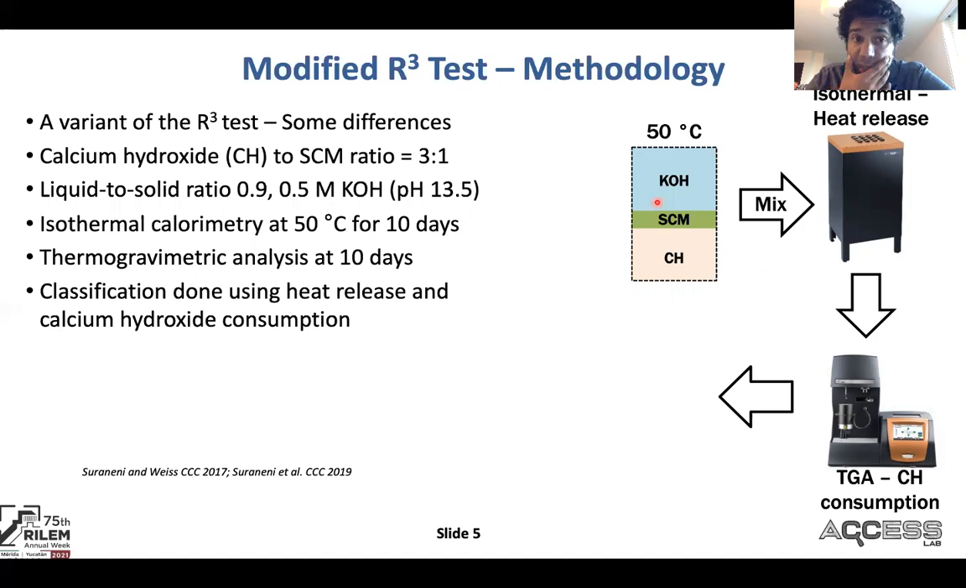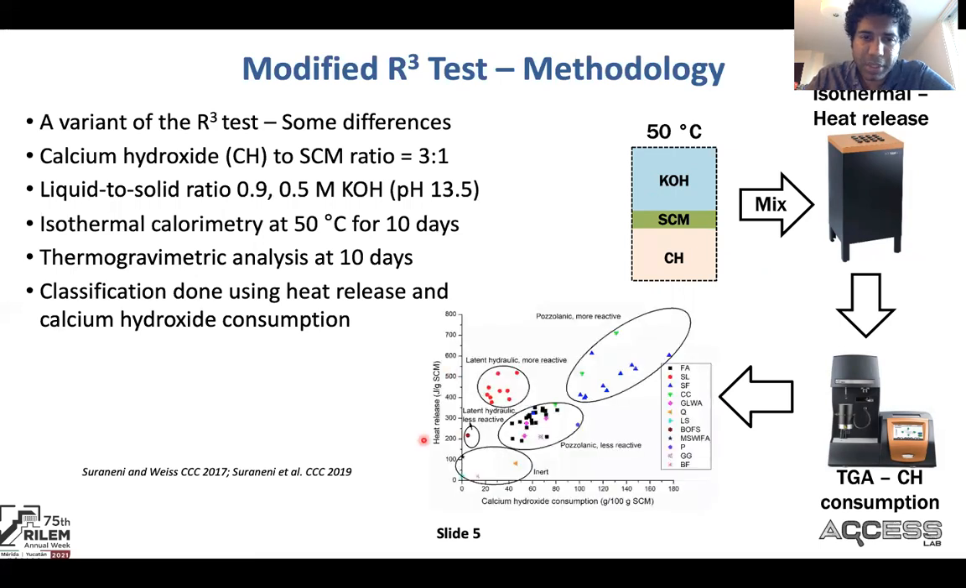We run isothermal calorimetry to measure the heat release at 50 C for 10 days. And then we run thermogravimetric analysis to measure the calcium hydroxide consumption or the bound water at 10 days. Then by plotting the heat release versus the calcium hydroxide consumption, we classify the materials into inert, pozzolanic, latent hydraulic. We also get an estimate of the reactivity.